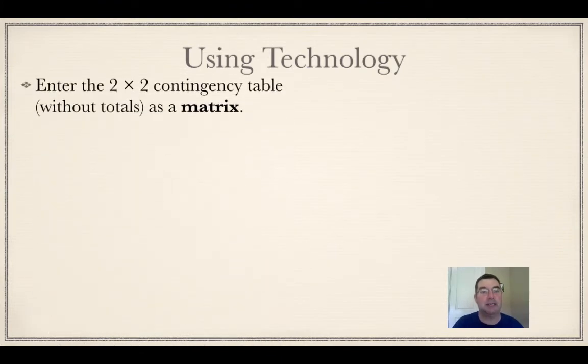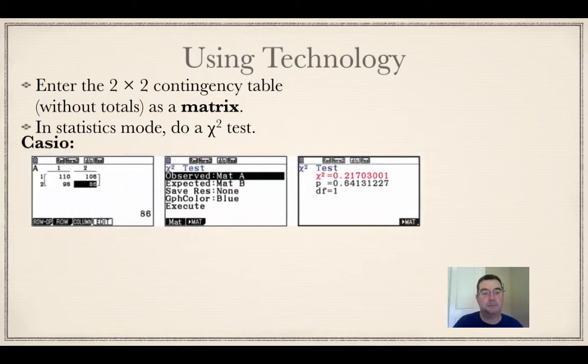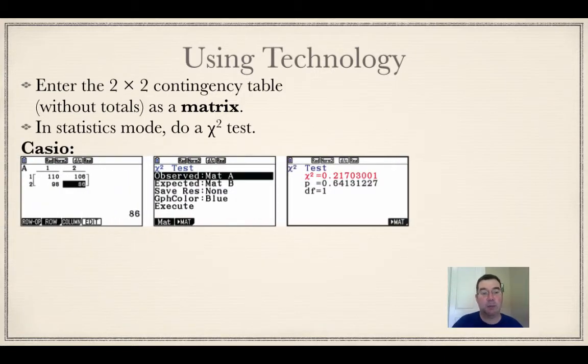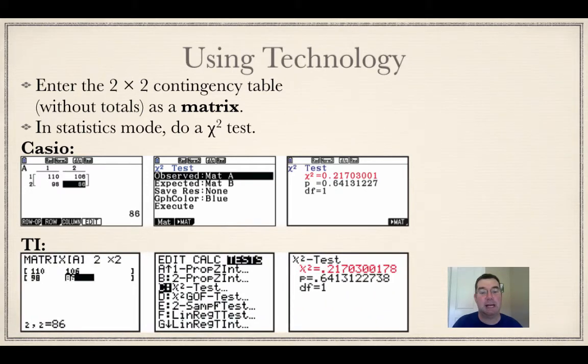So using technology, I can use my calculator, and what I do is I take my observed table, just the 2 by 2 numbers, just the values without the totals. I take that and I plug it into the calculator as a matrix, and in statistics mode I do a chi-squared test. That's what it looks like on a Casio. As you can see, there's the table that I put in with the 110, 106, 98, and 86. Then I do a chi-squared test, and there's the values that it gives me, the 0.217 and so on. And on a TI it would look much the same.